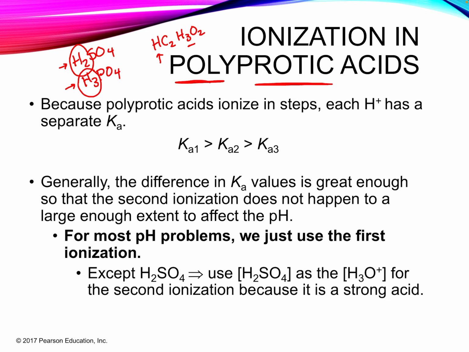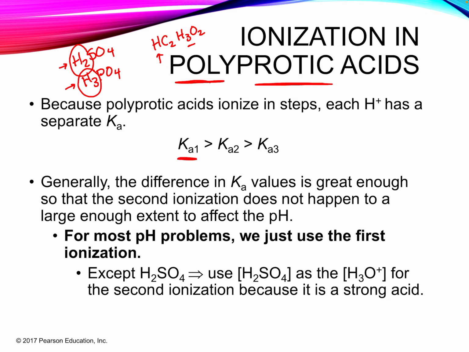And so these acidic hydrogens ionize in steps. They don't all come off at once. It's not like an ionic compound where they completely dissociate in water. One of the hydrogens will ionize first, and then the other, and then, if there's three, the one after that. And each of those hydrogens has a separate Ka value.